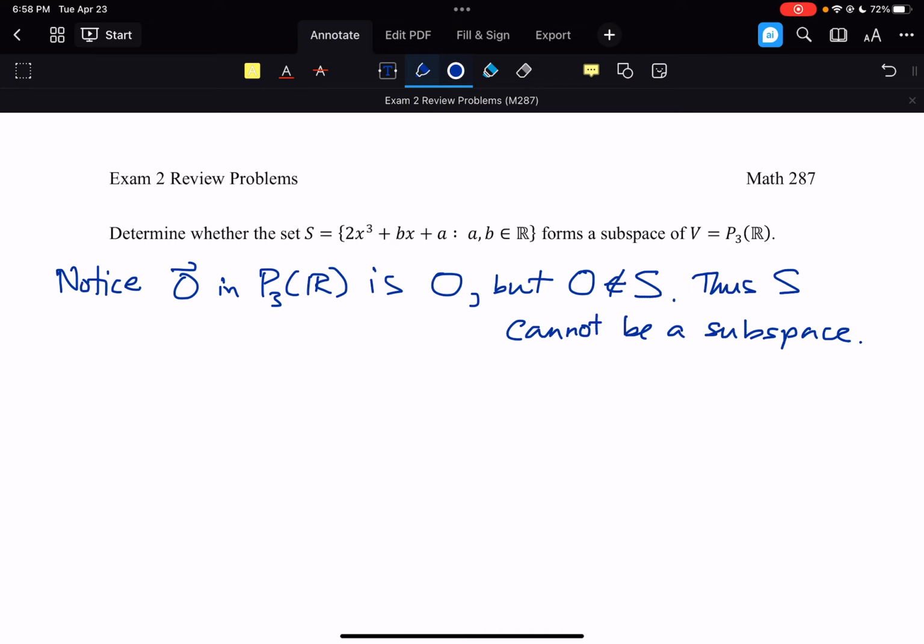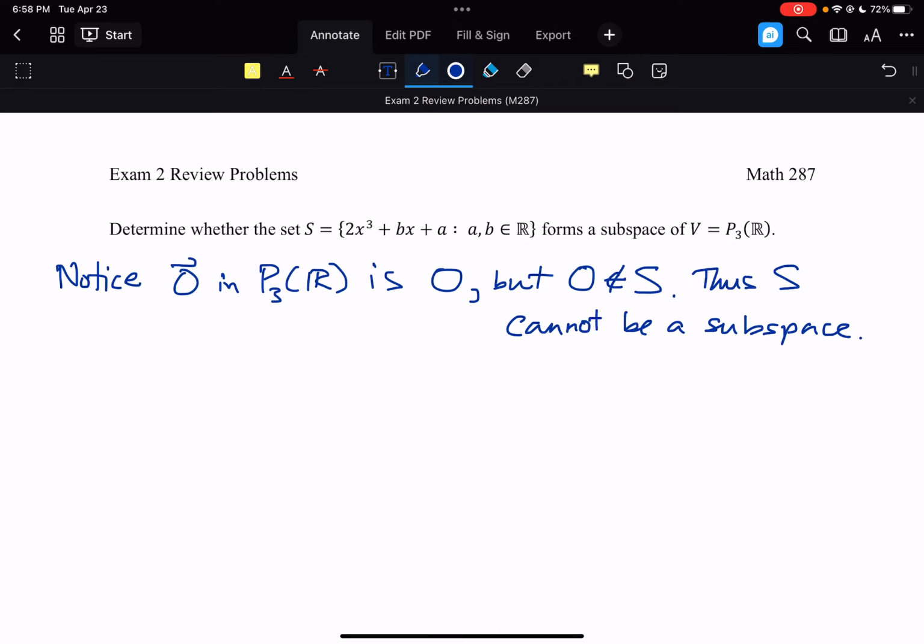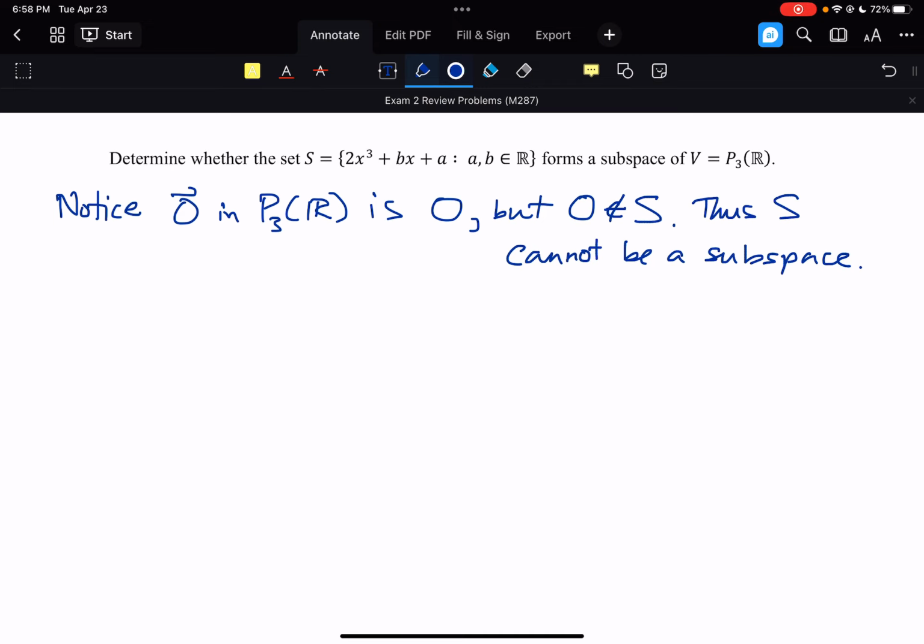Now, for the sake of our practice, that's not particularly interesting. I want to go through the process of checking closure under addition and scalar multiplication and show that those don't work also. So you can see what the process looks like more in full. So we're going to check A1, closure under addition, that first axiom.